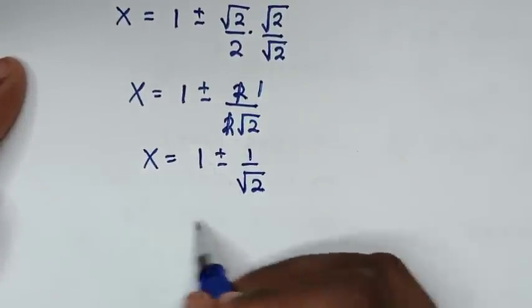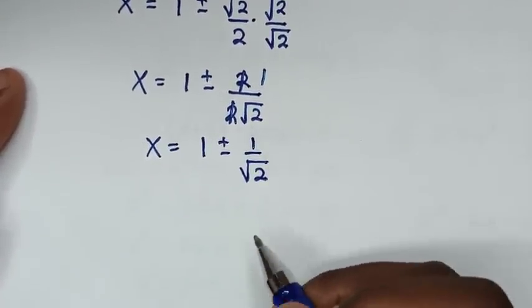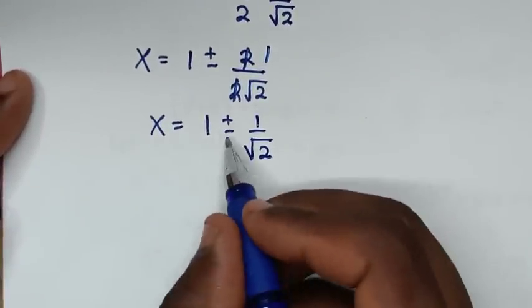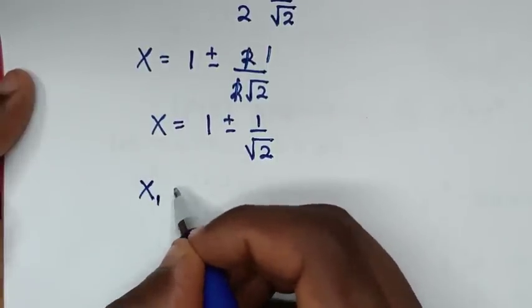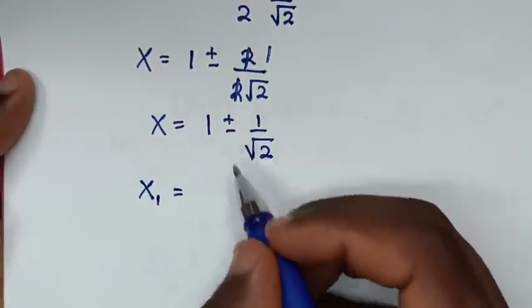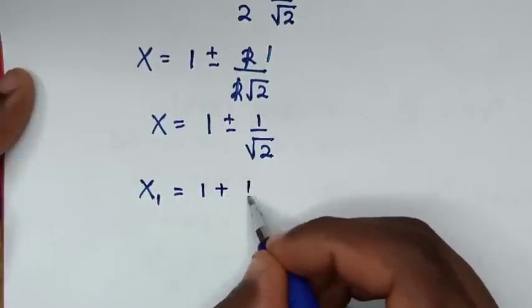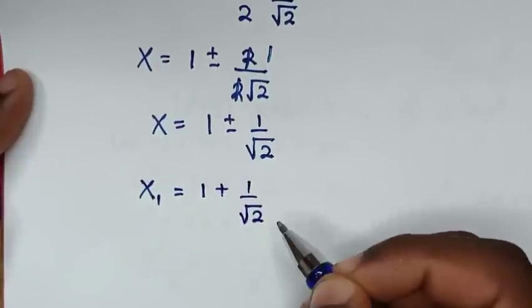So from here we have two solutions of x, because of plus or minus. So for the first value of x, when it is positive, it will be 1 plus 1 over square root of 2.